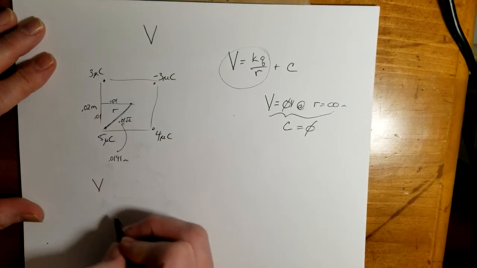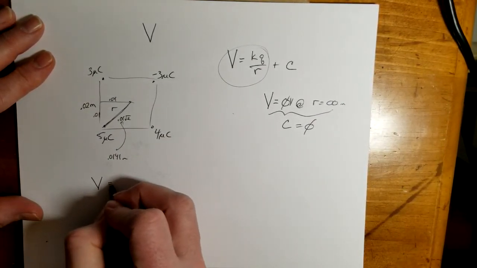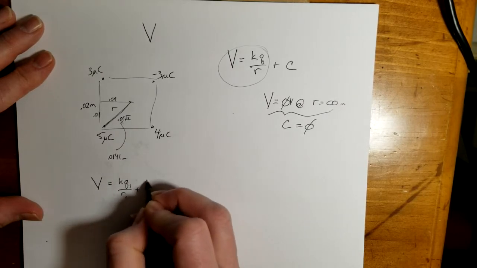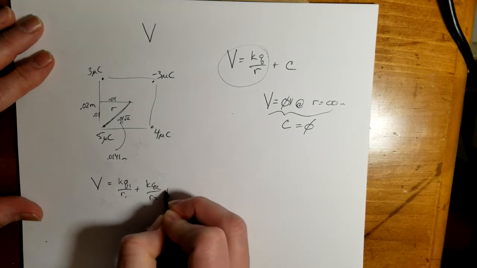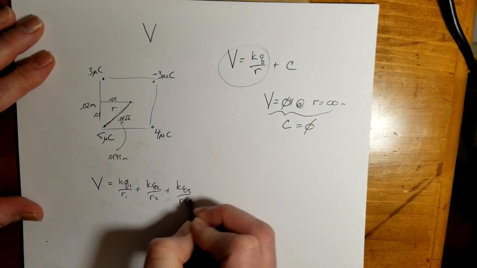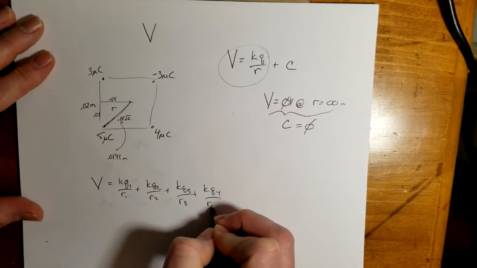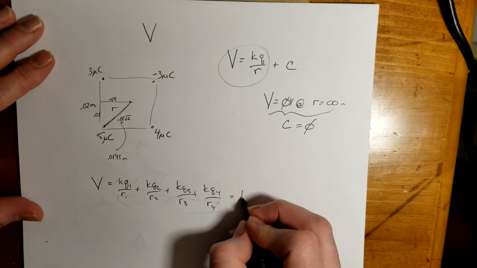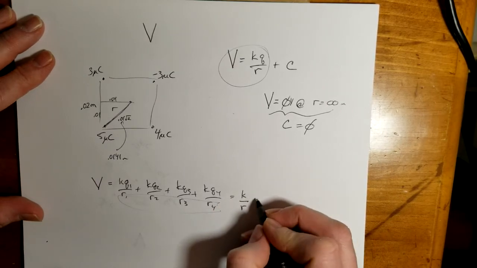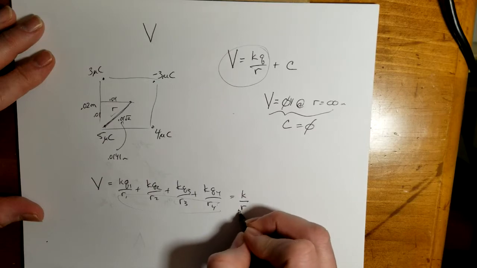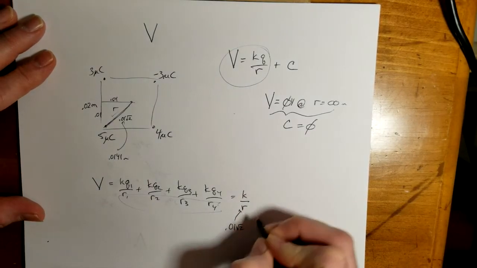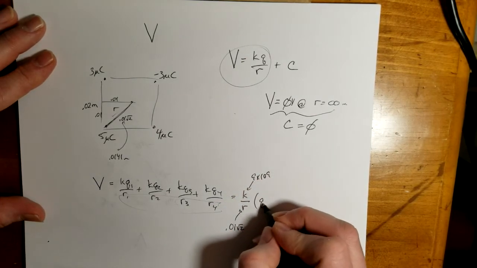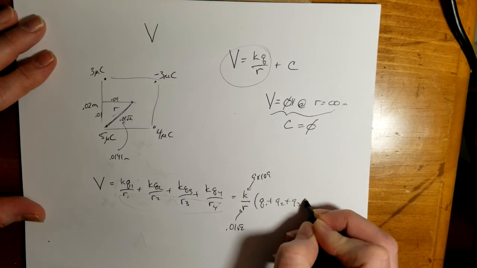And so my potential in the middle is just the sum of them. And so this becomes kq1 over r1 plus kq2 over r2 plus kq3 over r3 plus kq4 over r4. All my r's are the same in this particular case. K's are the same, so I can just factor that out. So I get k over r, where r is 0.01 times the square root of 2. K is 9 times 10 to the 9th. And then it's just going to end up being q1 plus q2 plus q3 plus q4.